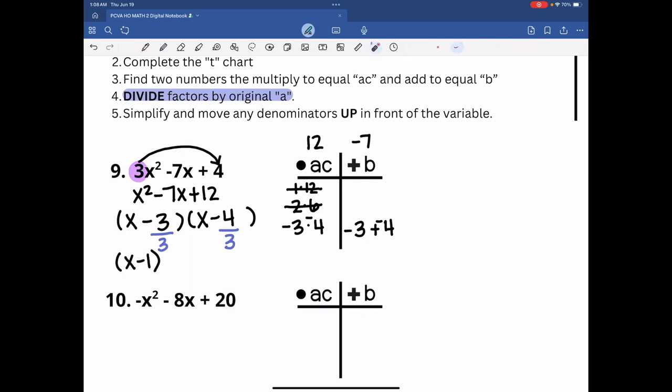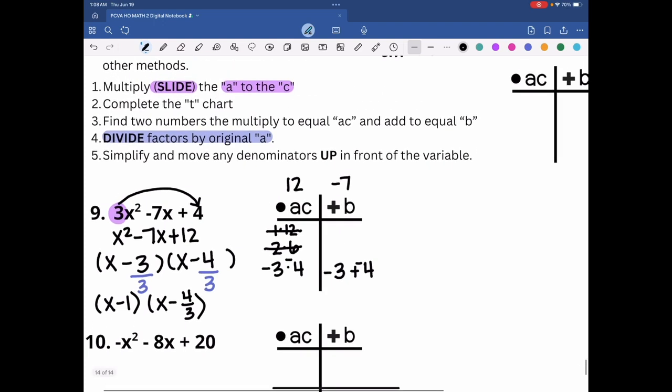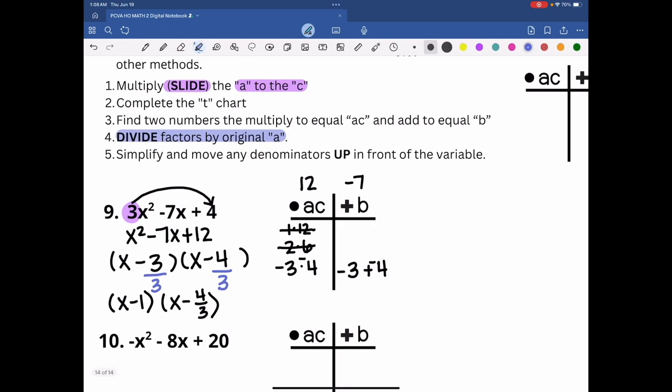Now, I cannot simplify 4 and 3. 4 divided by 3 is going to give me a decimal, and these are already in simple format. So I cannot simplify that 4 over 3 anymore. However, the last part to get it to look nice and pretty is to move any denominators up in front of the variable. That's the bottoms up part.